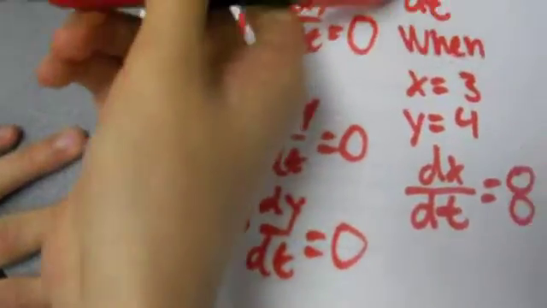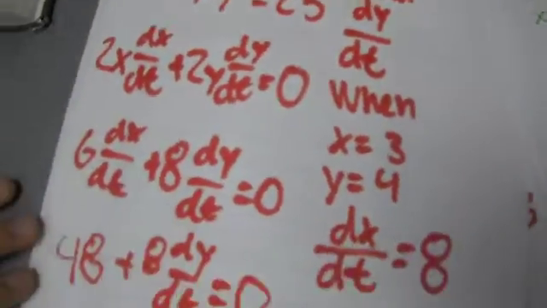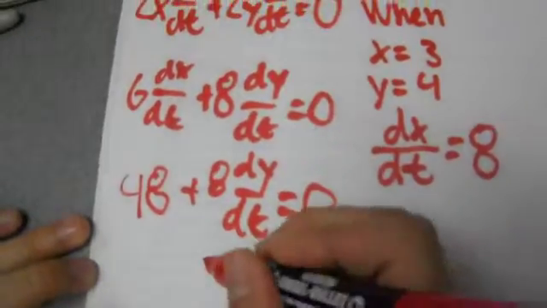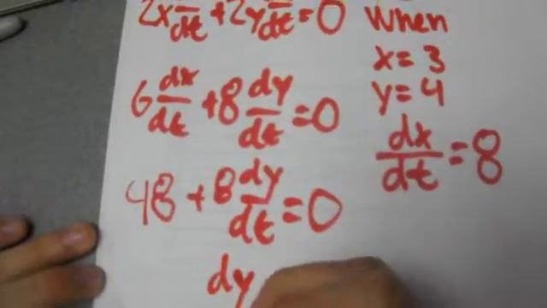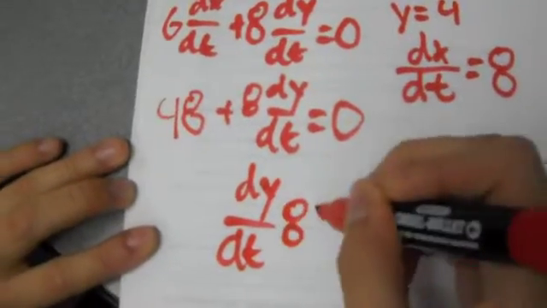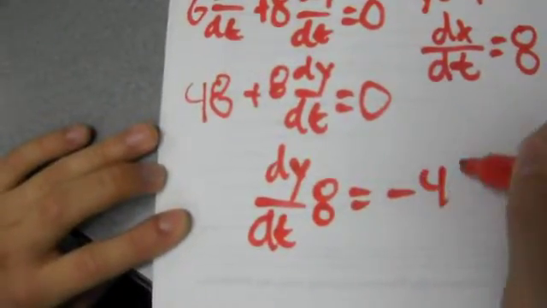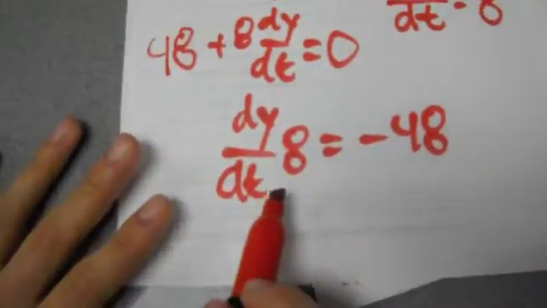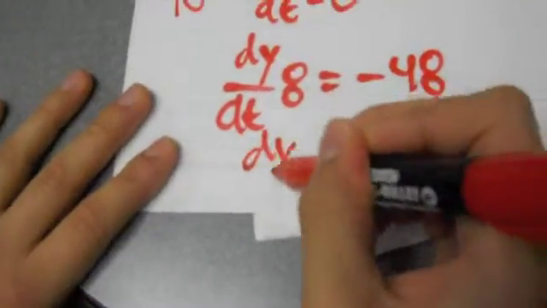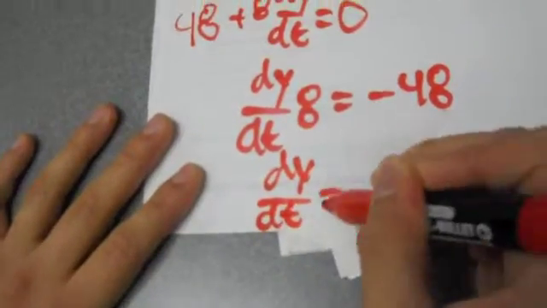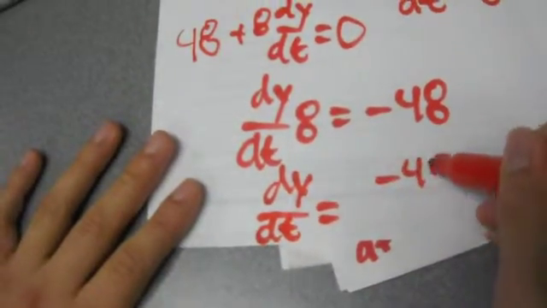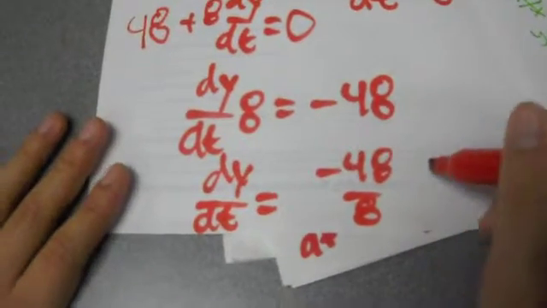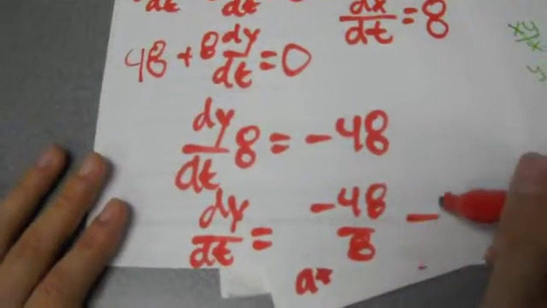Now the problem says to find dy over dt, so we have to get dy over dt by itself. So we have to move this 48 to the other side. So 8 dy over dt equals negative 48. Next thing you want to do to get it by itself is to divide by 8. So you're going to get dy over dt is negative 48 over 8, which can be simplified to negative 6.